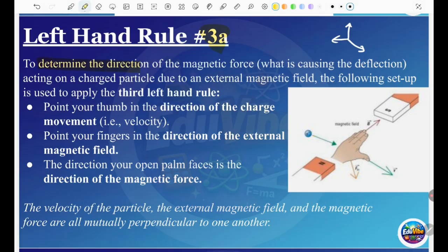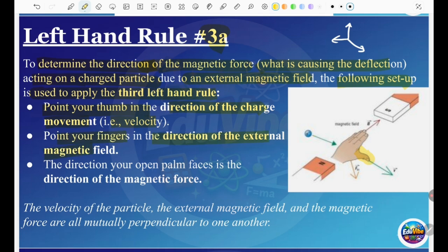To determine the direction of the magnetic force, which causes deflection on a charge by the external magnetic field, we can apply the third left hand rule. Point your thumb in the direction of the charge movement. So the thumb shows the direction of your charge movement, where the charge goes.